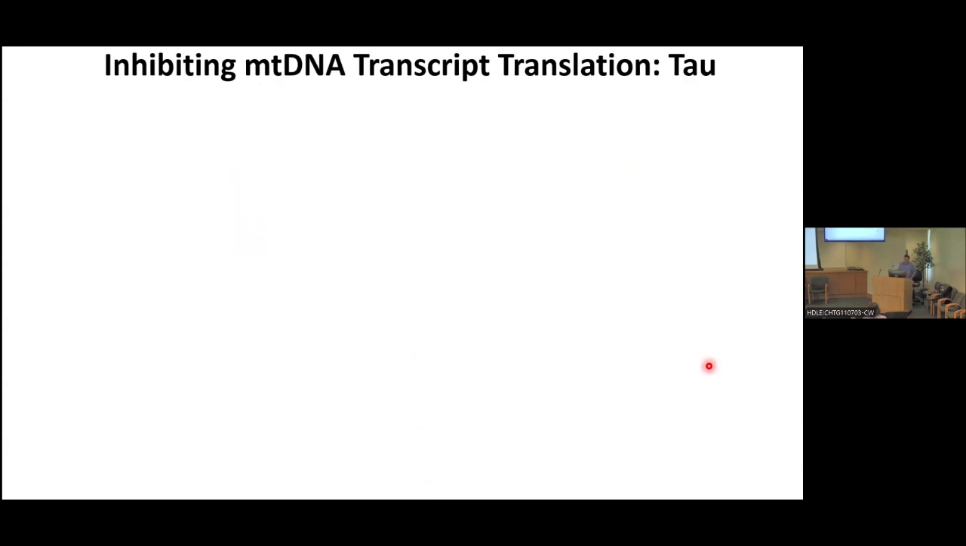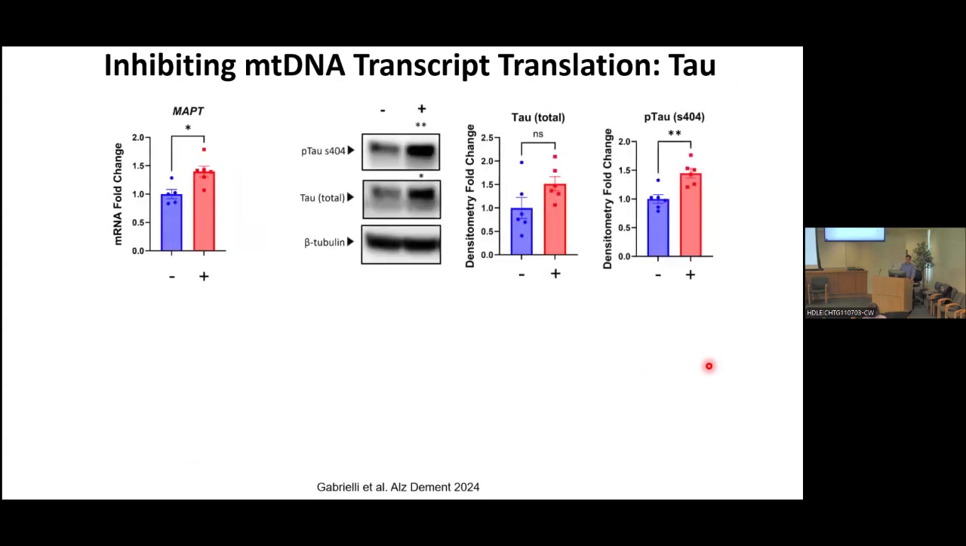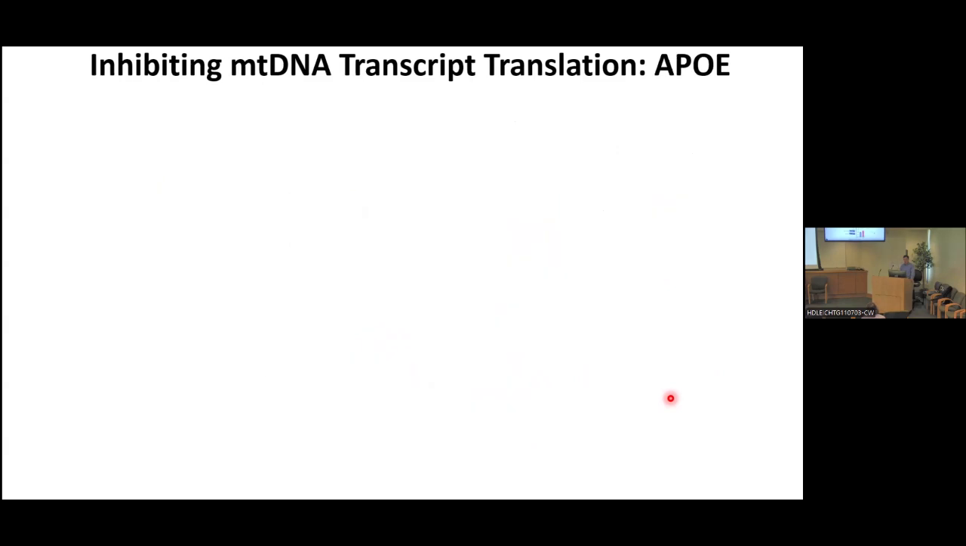But what happens to tau in these chloramphenicol treated neurons? Well, MAPT mRNA levels go up, total tau goes up, and phosphorylated tau levels go up. Now, the phosphorylated tau levels may be going up just because total tau is up, but if you look at how the kinases that phosphorylate tau are set, such as GSK3 beta, where serine phosphorylation at serine 9 inactivates it, we see relative activation of GSK3 beta in those cells.